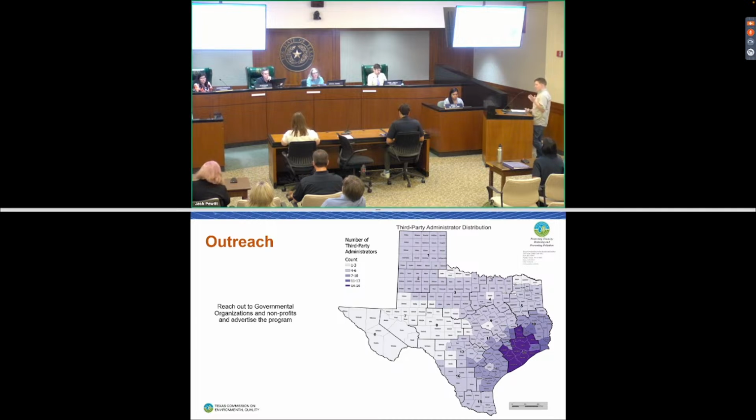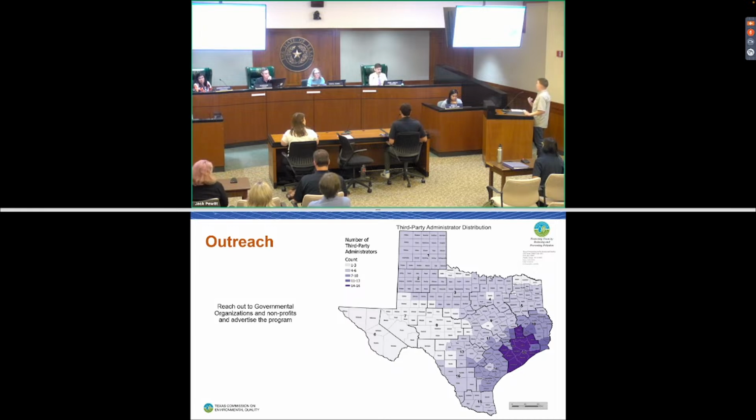So we have this map created of our current third-party administrators to show where the distribution is that they currently operate. And you can see in this map, it's kind of disproportionate. The darker colors mean there are more third-party administrators in those areas. The white/light purple color is honestly just our statewide options right now. There are no local-specific third-party administrators in those areas. You can see that a predominant number of our third-party administrators are along the coastal regions.